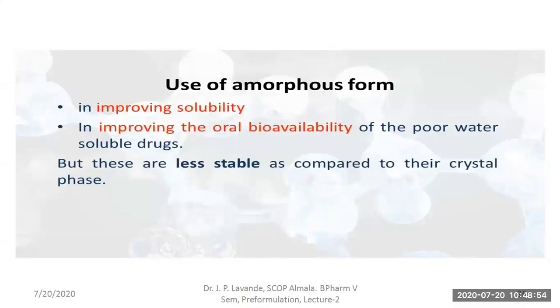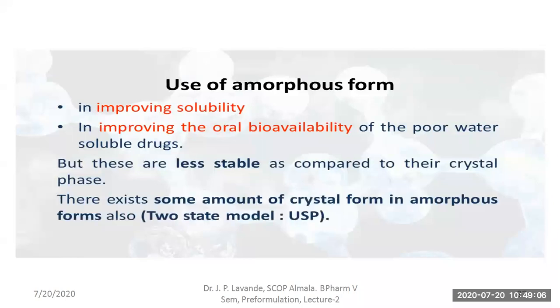Let us say, for example, the same drug is existing in the crystalline and in the amorphous form. The crystalline form is highly stable, more stable than the amorphous form. There exists some amount of crystal form in the amorphous form also. And this is what is said to be the two-state model, and that is official in the case of the United States Pharmacopoeia. Now, what is this two-state model? That means every amorphous form should contain some amount of crystalline form.